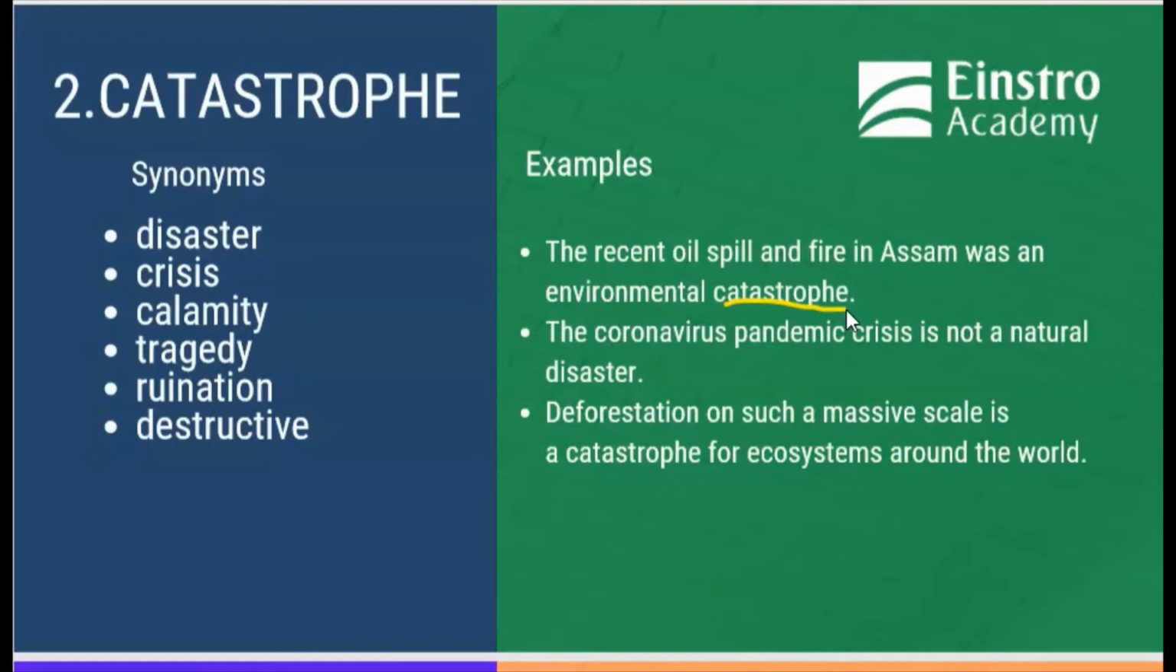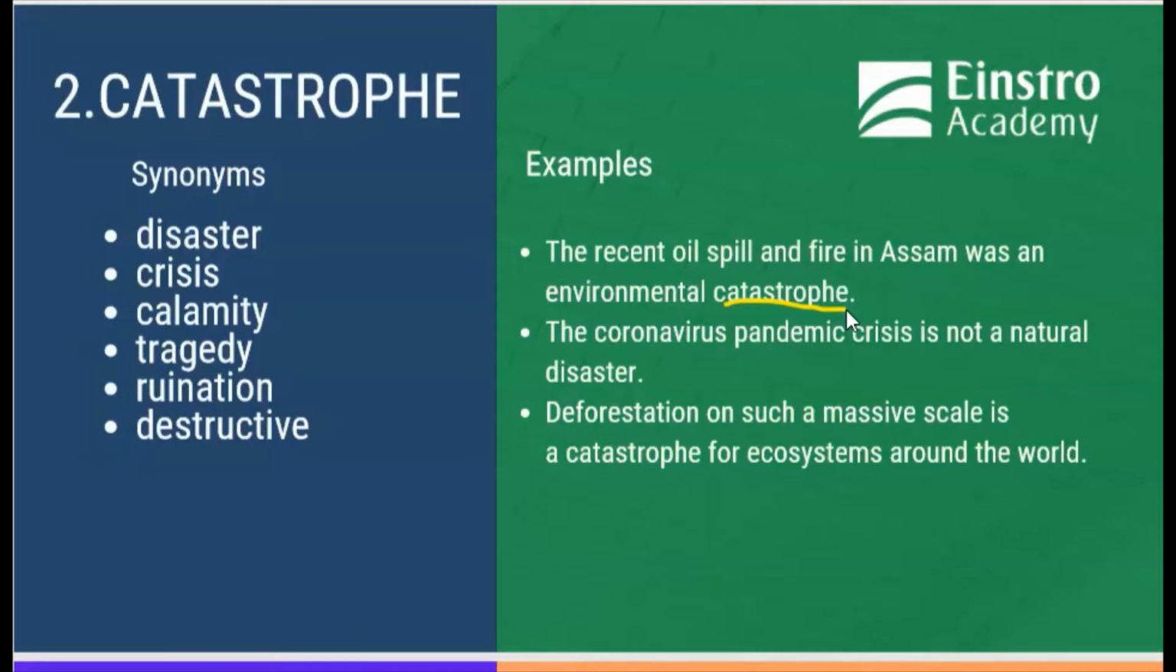So what are the synonyms? What is the exact meaning? It's a disaster, crisis, calamity, tragedy, ruination, destructive. So obviously these are all on the negative side. So when you get a question related to environmental topics or pollution or even traffic or anything, then you're going to use this word catastrophe.